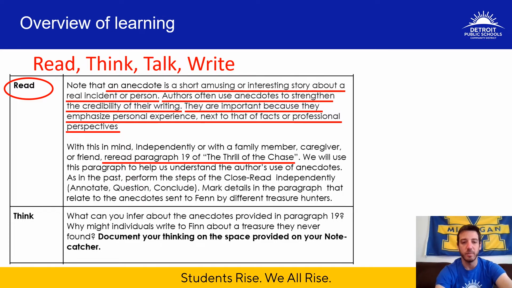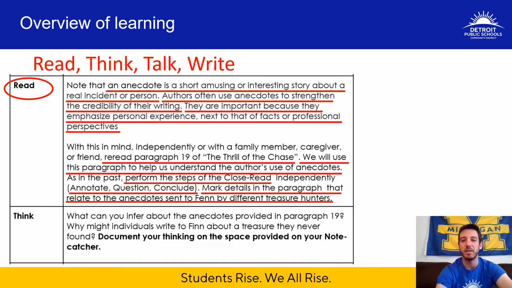What you're going to be doing today is rereading paragraph 19 of The Thrill of the Chase, and you'll use this paragraph to help you understand the author's use of anecdotes. That paragraph is filled with anecdotes, so that's why we chose paragraph 19. Then you're going to perform the steps of the close read routine, like annotate the question and then conclude. You're going to mark details in the paragraph that relate to the anecdotes sent to Fenn by different treasure hunters. When you read it again, you'll see that many different people sent anecdotes to Fenn about their experience when they were hunting the treasure.